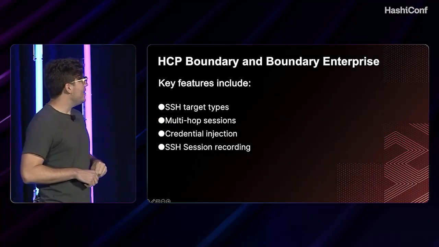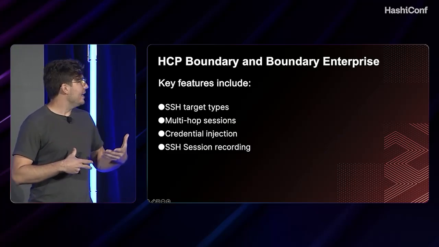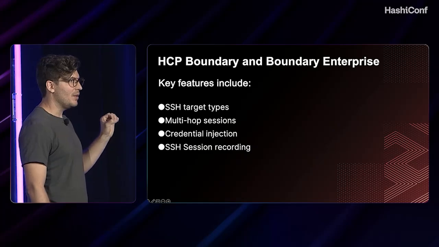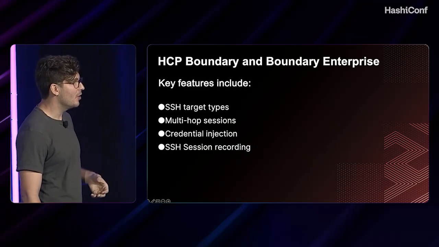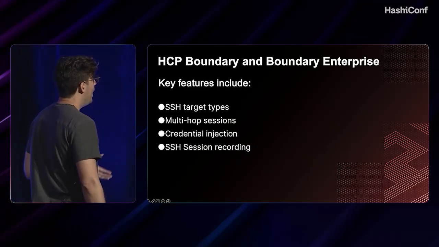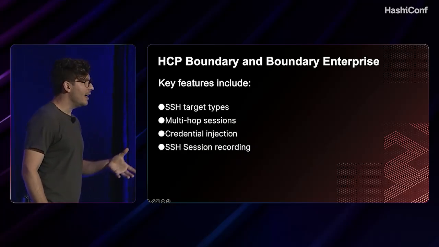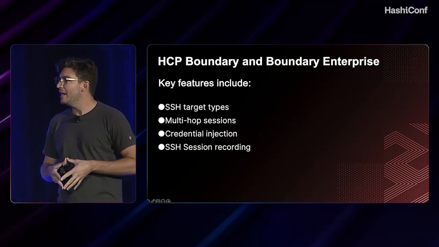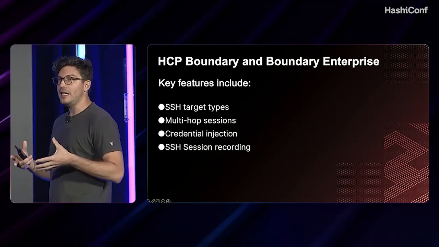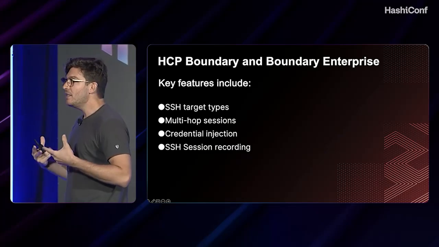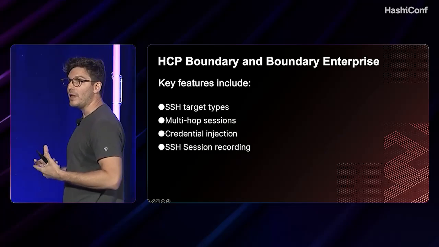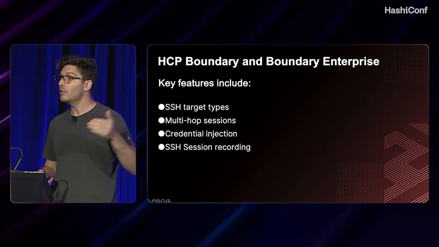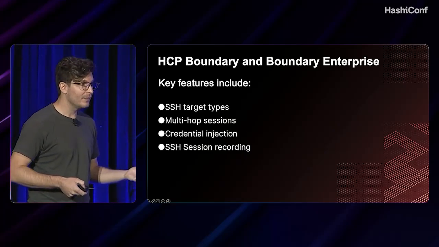So some of these features that you get by utilizing HCP Boundary or Boundary Enterprise is first, we get SSH target types. So these are some of the differences between using our enterprise level versions of the product versus our community editions. The SSH target type is important because when we're in the context of recording session activity, we need Boundary to understand what type of session activity it's going to be recording. And SSH target types is an example of how we understand what type of session activity we're interested in and how we can record it for playback and auditing at a later date.